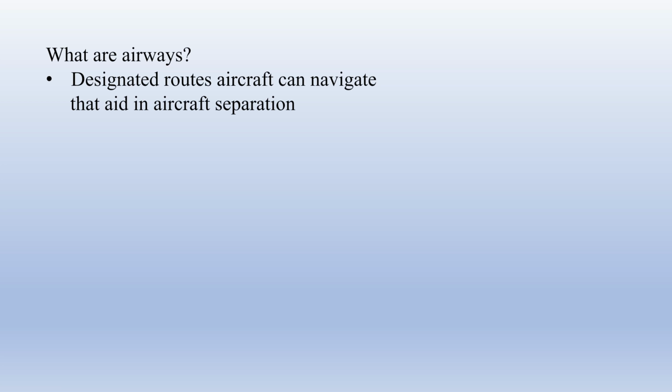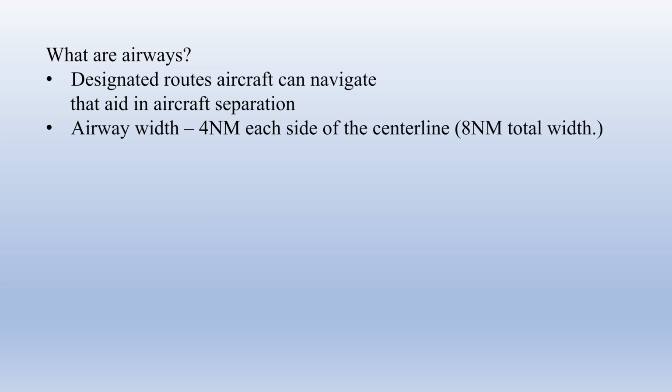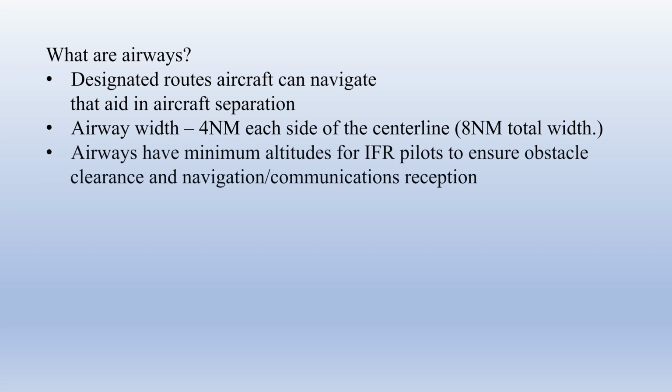A lot of information on IFR charts has to do with airways. So what are airways? Airways are designated routes on which aircraft can navigate, which aids in aircraft separation. Airways have a designated width. They generally extend 4 nautical miles from the center line on either side of the airway, so they're a total of 8 nautical miles wide. And there are minimum altitudes specified on each airway or segment of an airway for IFR pilots to keep them clear of obstacles and ensure they can receive any navigation and communication signals they need to operate IFR.